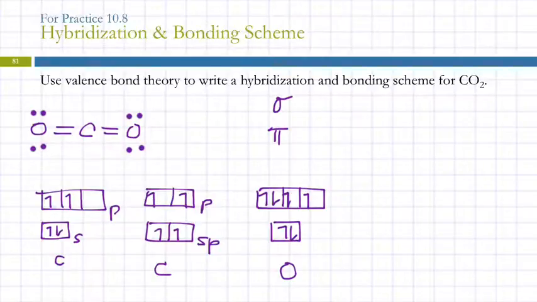Wait, you said we have a sigma bond and a hybrid bond? Or a pi sigma bond? And a pi. A double bond is always a sigma and a pi. A triple is 1 sigma and 2 pi's. Pi sounds good too.